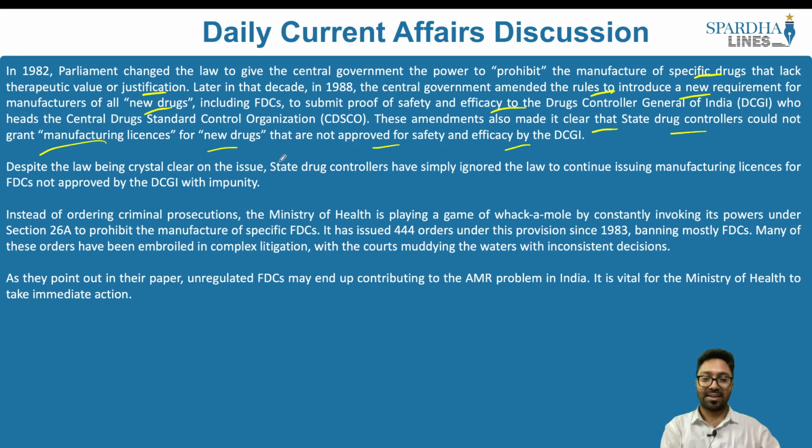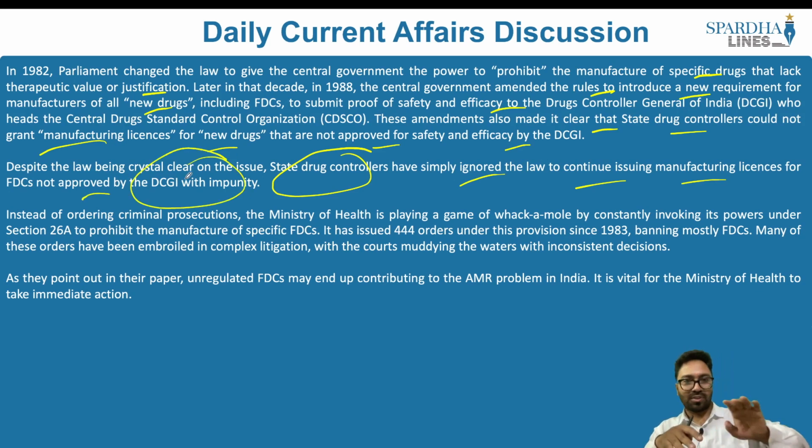Despite the law being crystal clear on the issue, we have the state drug controllers having simply ignored the law to continue issuing manufacturing licenses for FDCs not approved by the DCGI. So because of the legal loophole, the states continue to make use of it. They continue to explore this option and ultimately give permission, despite a validity that has to be given by the central government, but that is not being followed.